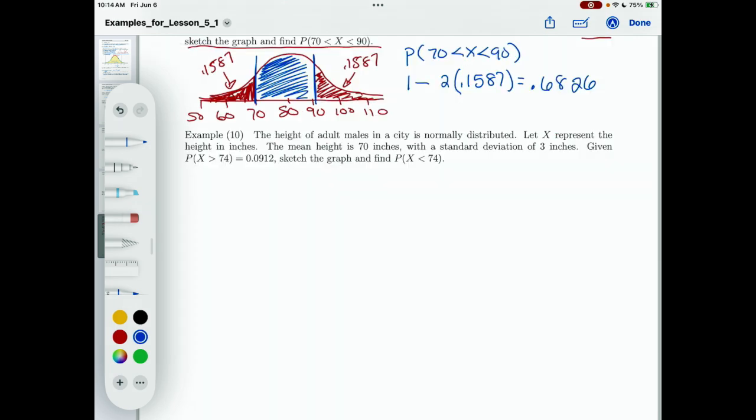The height of adult males in a city is normally distributed. Let X represent the height in inches. The mean height is 70 inches with a standard deviation of 3. Given that the probability of X is greater than 74 is 0.0912, sketch the graph and find the probability that X is less than 74. So here's the sketch of our graph.